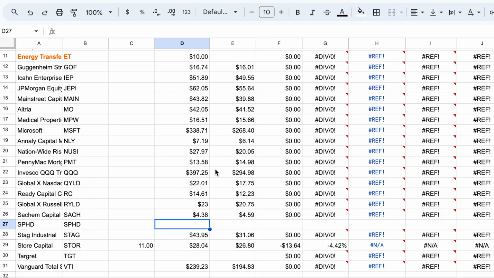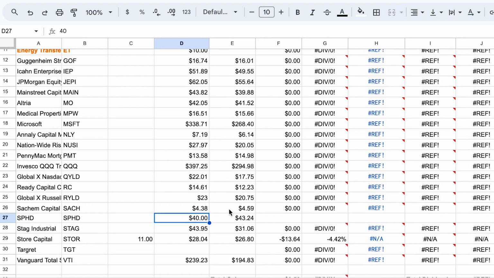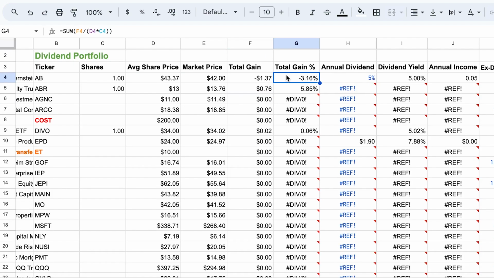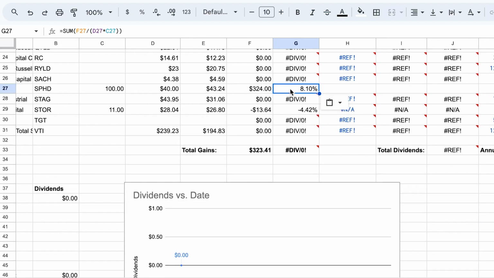I update this weekly, so you don't have to worry about updating this. And my average cost basis is $40. So we're going to copy and paste here. I currently have 100 shares. So that's going to give me capital appreciation of $324. Going to copy and paste the total gain percentage. So far capital appreciation is up about 8%.